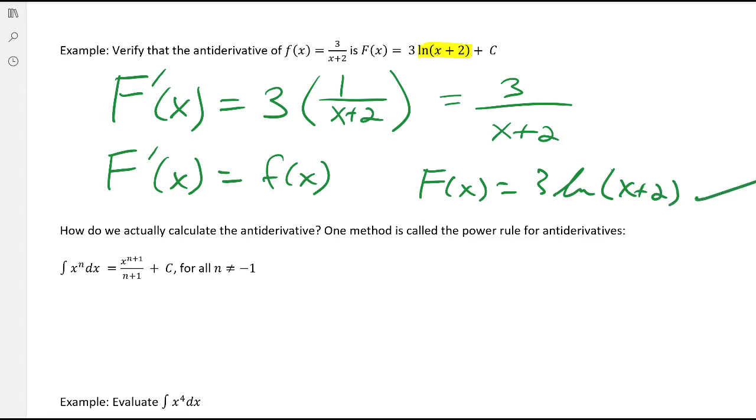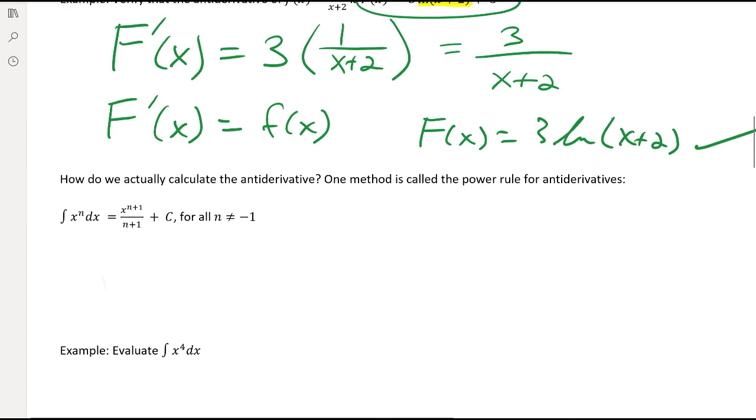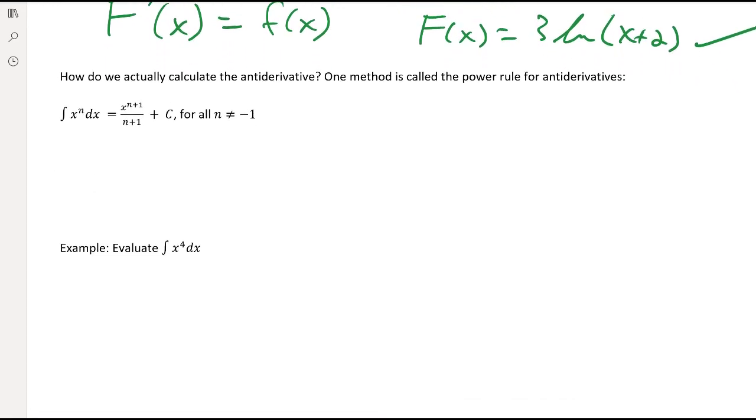So these two examples, I just wanted to show you what we're trying to do here. In future questions, we're trying to come up with the big F of x that has a derivative that's already given to us. All right? And so how do we do that? We do that via what's called the power rule for antiderivatives. And what does the power rule for antiderivatives say?